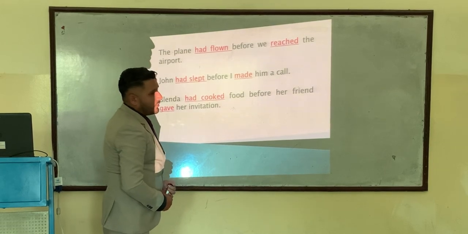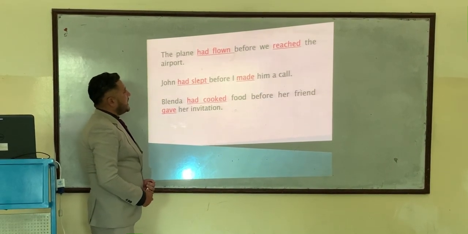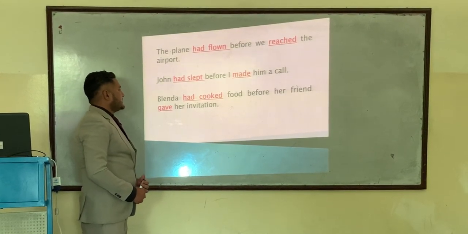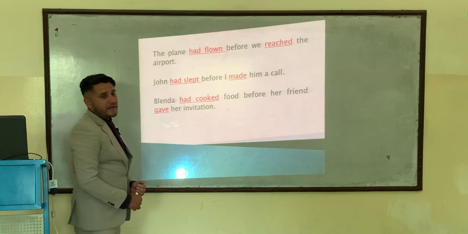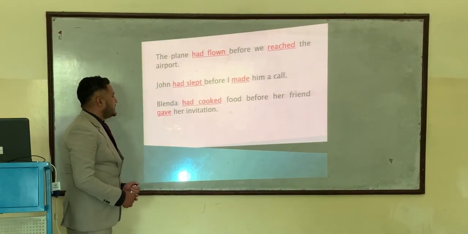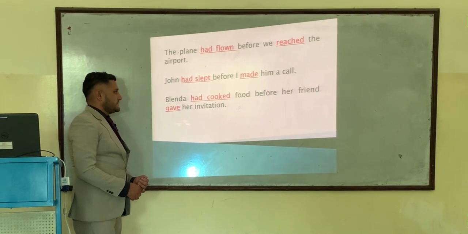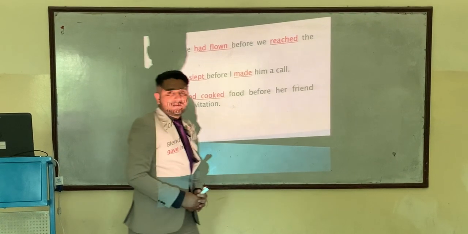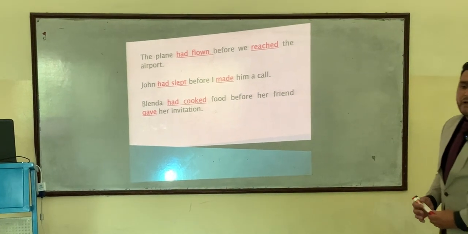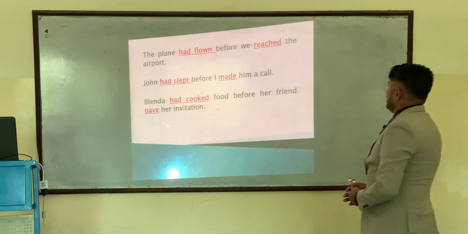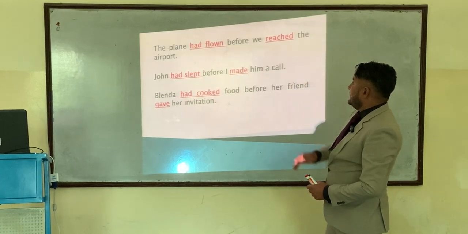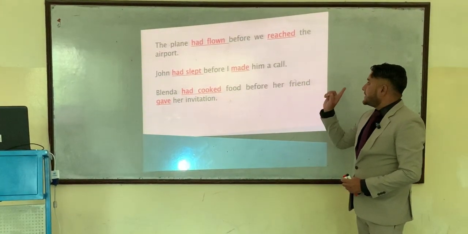The plane had flown, that's the independent clause, and before we reached the airport is the dependent clause. In the same way, John had slept is the independent clause, and the next clause, linked with the conjunction before, I made him a call, is a dependent clause. In the third example, Glenda had cooked food is an independent clause, and before her friend gave her invitation is a dependent clause. Now, sentences are 1, clauses are 2.